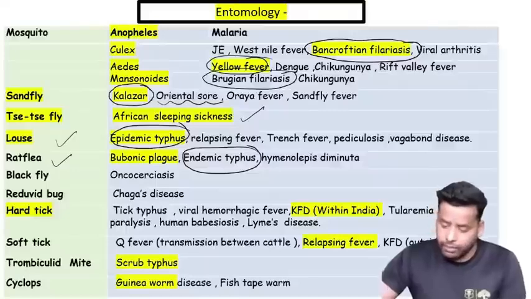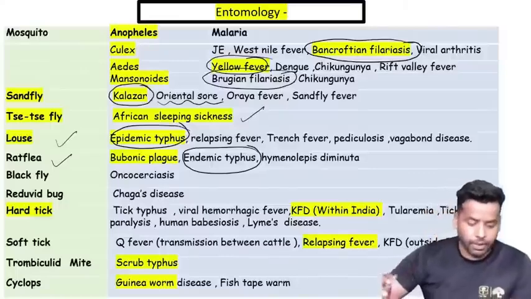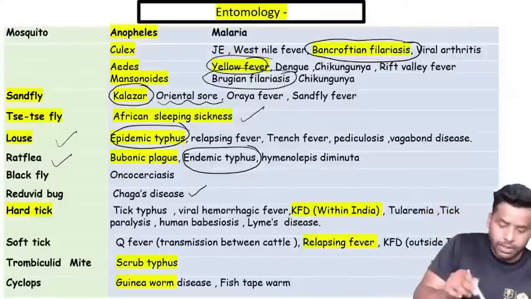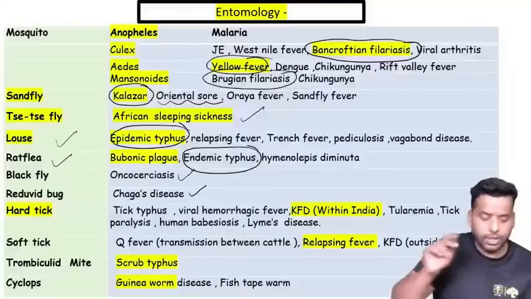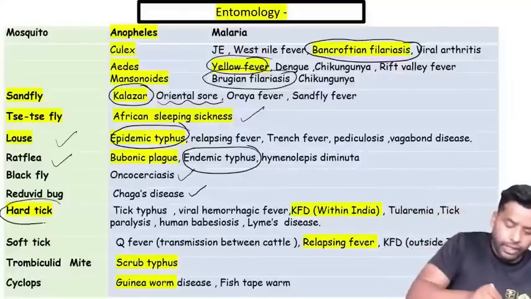What is the scientific name for rat flea? Tell me the basics. Xenopsylla. Good. Xenopsylla cheopis. Reduviid bug, Chagas disease. Onchocerciasis, black fly, river blindness. KFD within India it is hard tick.